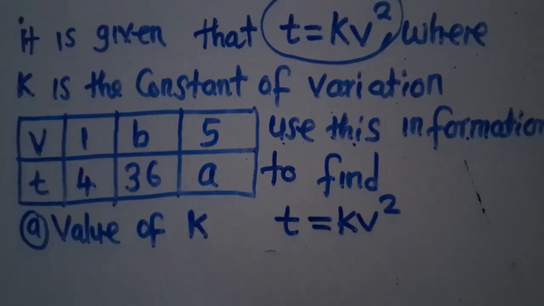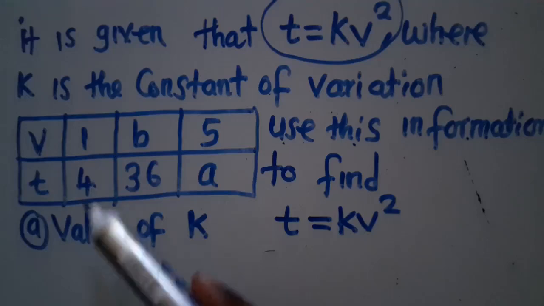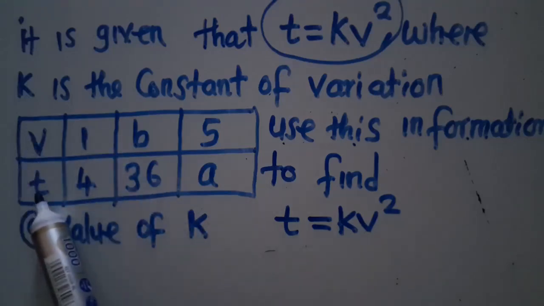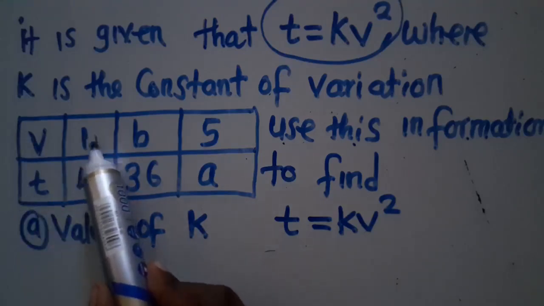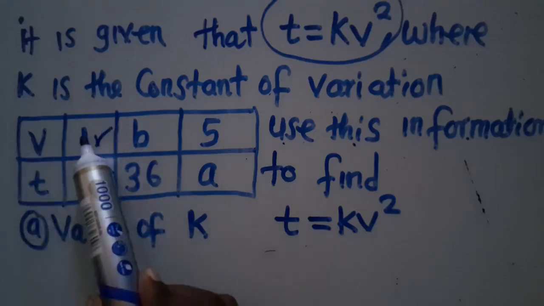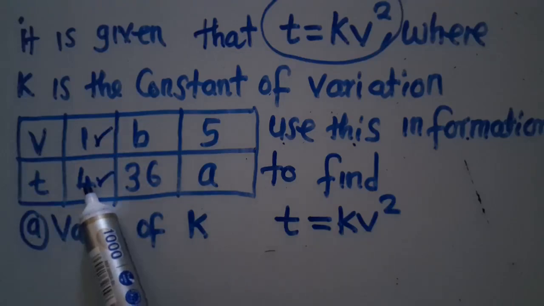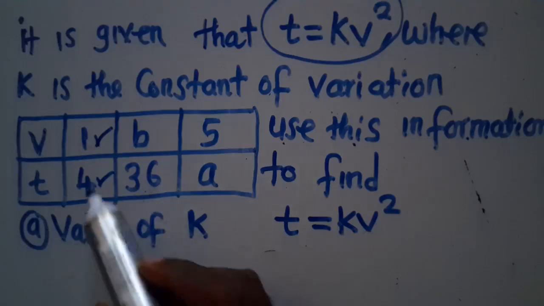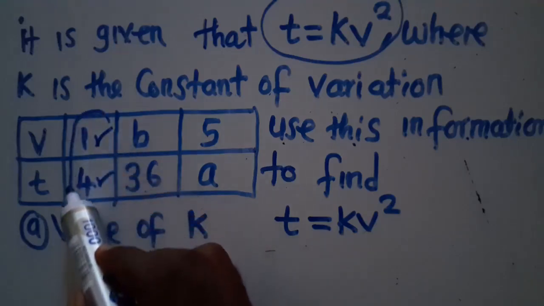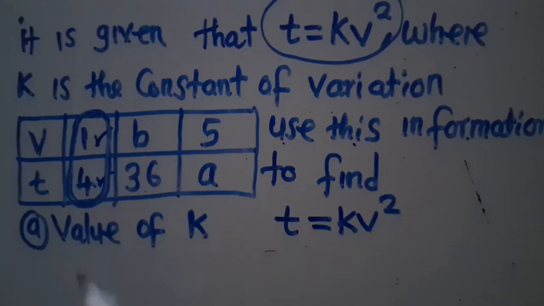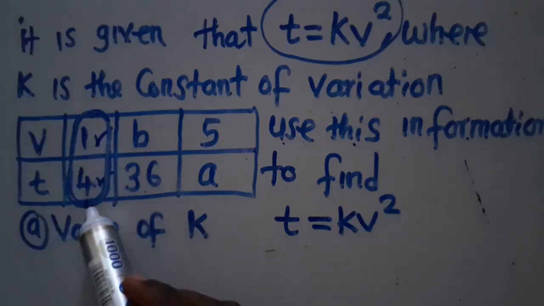So for you to answer the first question, you need to look at a column where you are given the value for v and the value for t. And the good part is that it is this first one here. You are given that v is 1, t is 4. You cannot mix 5 and 36. I always tell you that these move in pairs. So when you get this one, you need to get the other one.